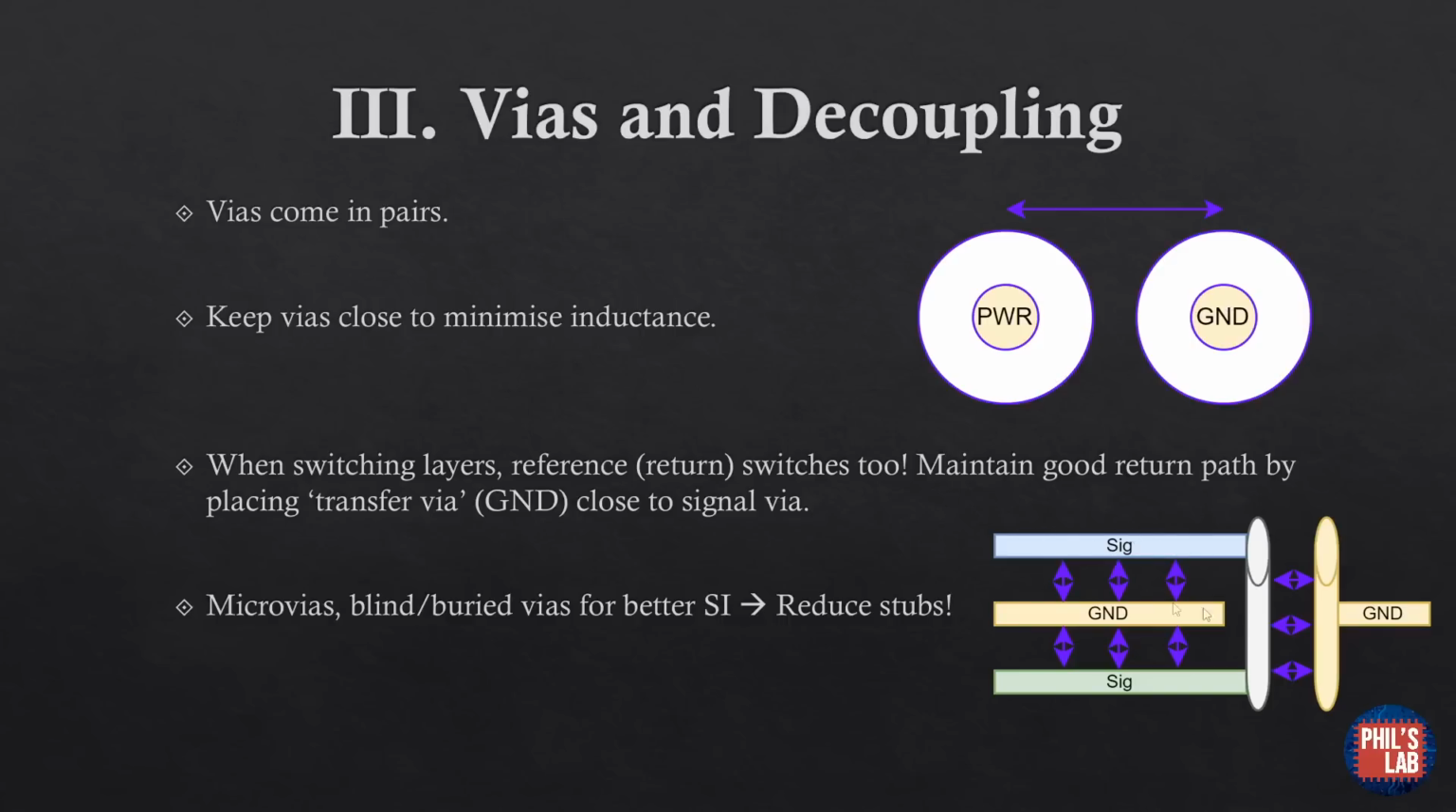In addition, when switching layers, for example, if I'm on this top layer, you can see in this image here, with my reference directly below it, and I'm using a signal via to drop down to a different signal layer, I want to place a transfer via, which is basically grounded, to maintain a good reference path while I'm transitioning along the Z-axis.